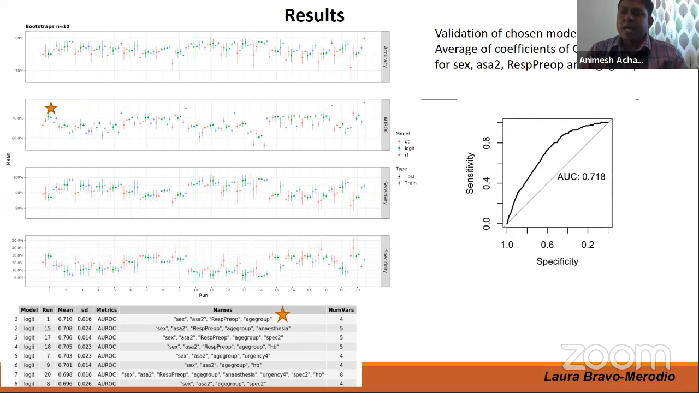Single, which one gives you the best? Take a combinatorial combination, gender with any other clinical features, and see how much your accuracy is coming up. So the best we got is with the GLM, generalized linear model, with gender or sex, ASA2 parameter, respiratory, and age group. So age is also important.